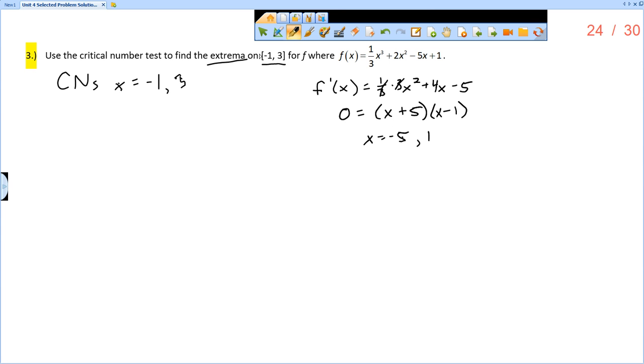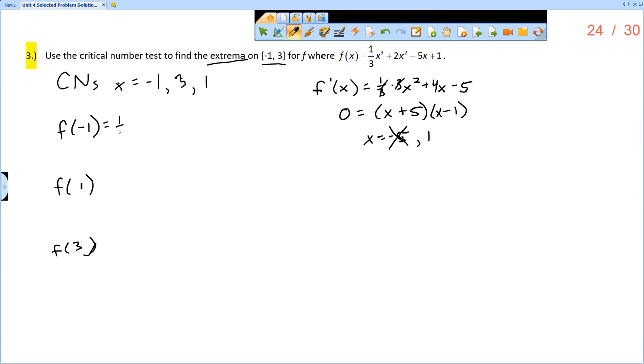But the interval is from -1 to 3. -5 is not contained in that interval, so 1 is the only remaining critical number. Okay, and so now the critical number test says to evaluate each of the critical numbers, so f of -1, f of +1, and f of 3 into the original function, in order to determine which one is the max and which one is the minimum.